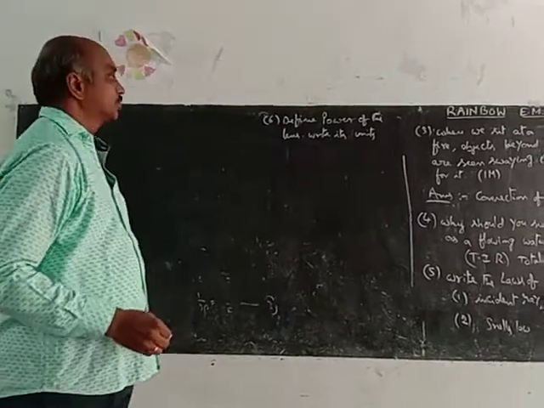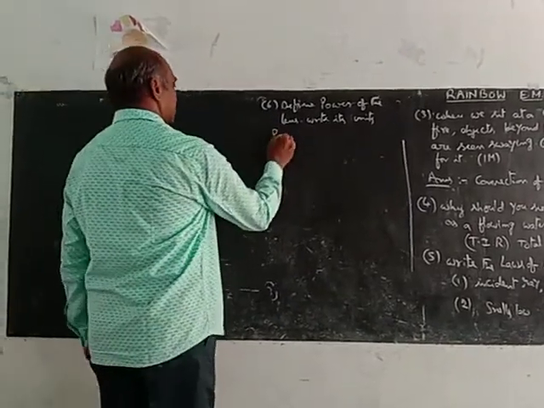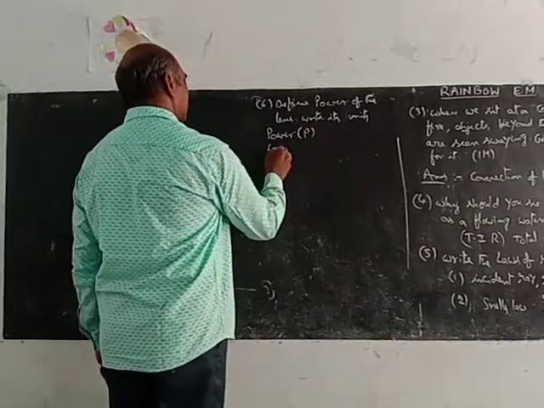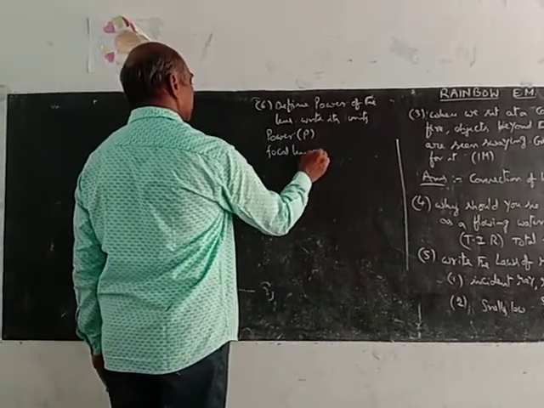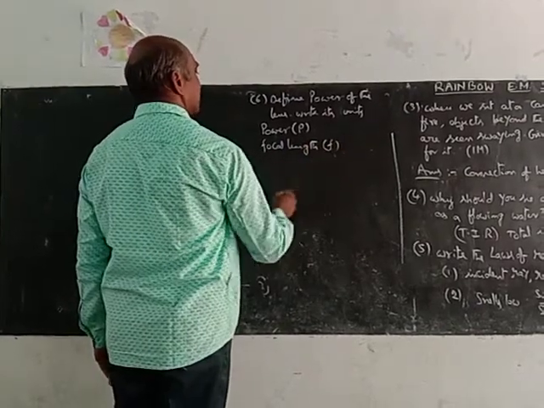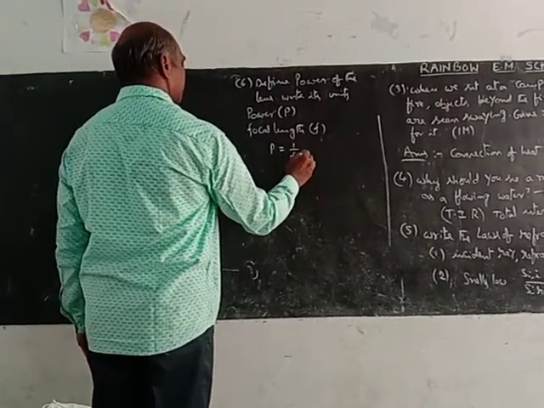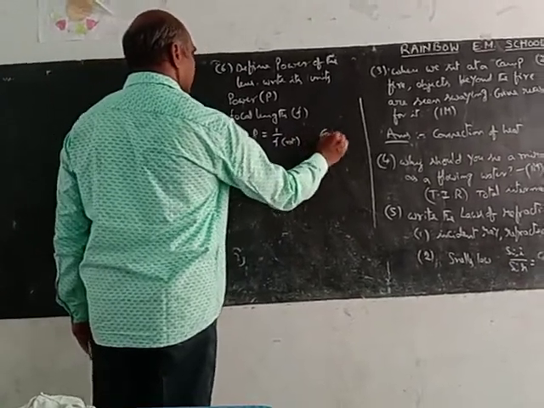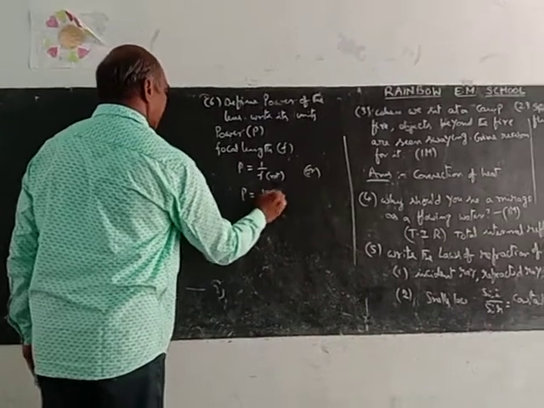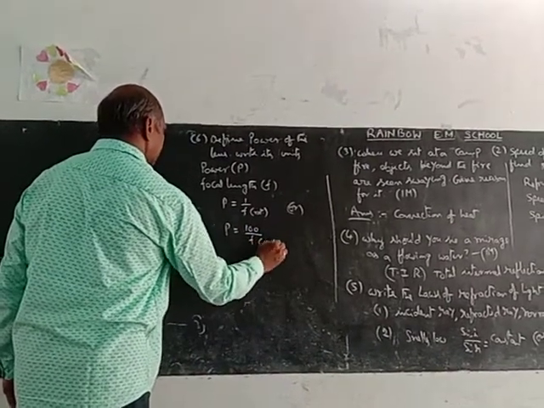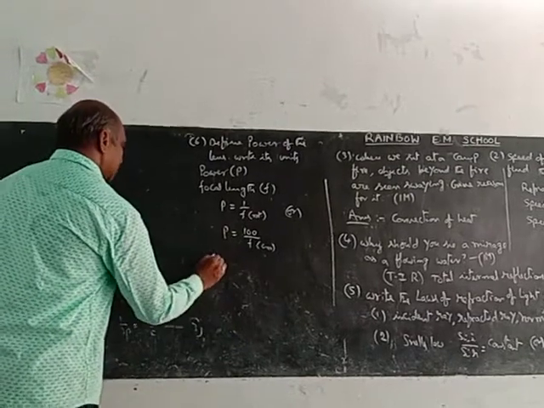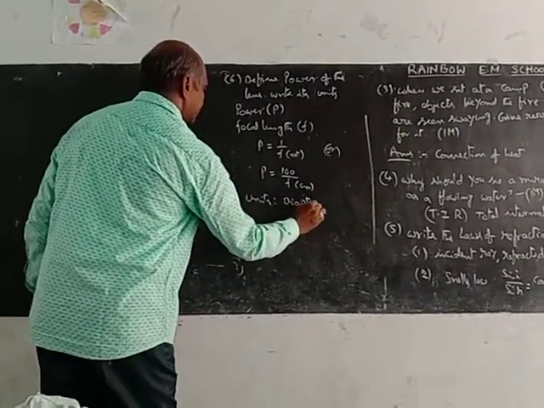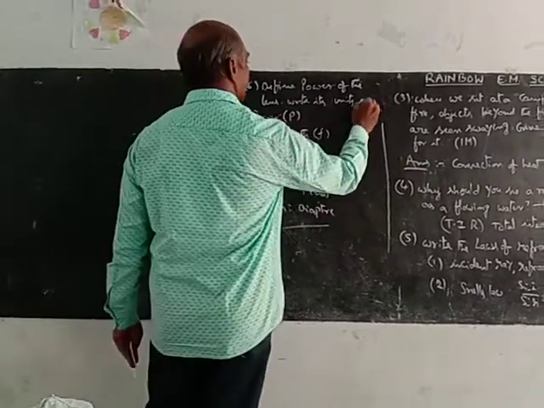Define power of the lens. Power is denoted by the letter P. The smaller the focal length, the greater the power. P is equal to 1 by f, with f in meters, or P is equal to 100 by f, with f in centimeters. Units: diopter. This is also a 2 marks question.